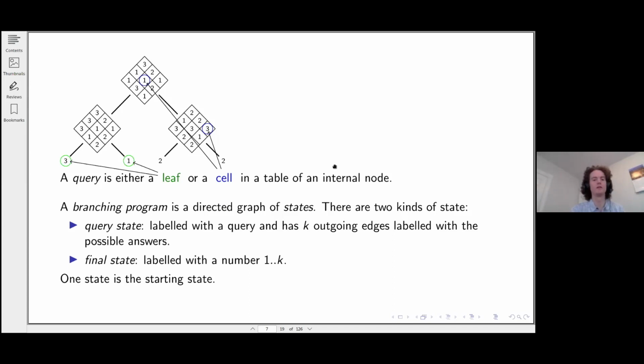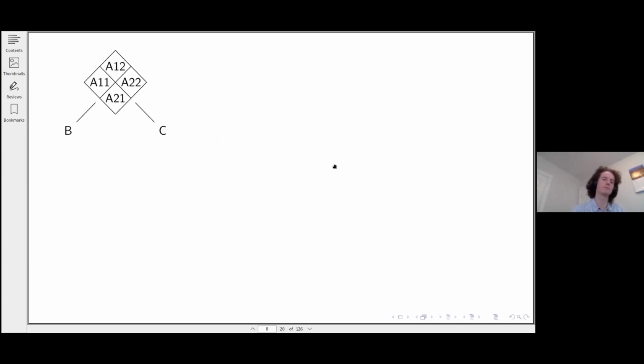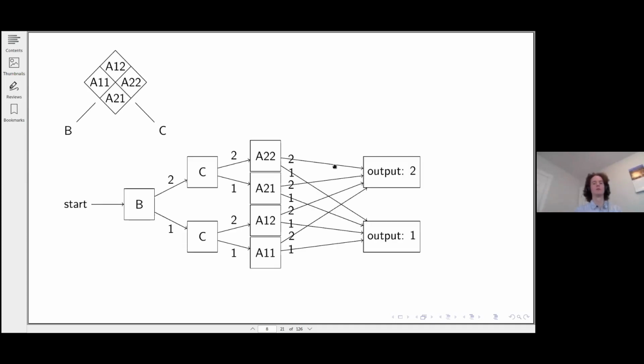So let's see an example of a branching program for solving the tree evaluation problem. Just to make sure it all fits in one slide, I'm going to use a really small instance. I'm going to have a height 2 tree, and I'm also going to have an alphabet size of 2. So that means that there are only 6 possible queries. There are 4 different entries in the table of the root node that you can read, and then there are also 2 leaves, B and C. So here's a branching program that solves this size of tree evaluation problem.